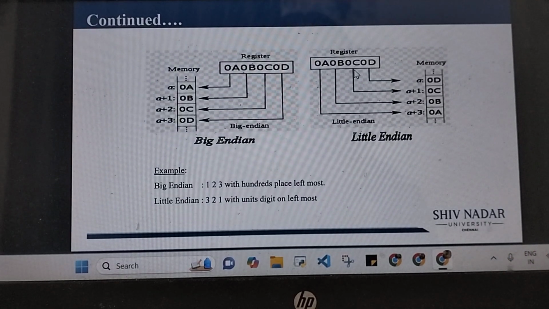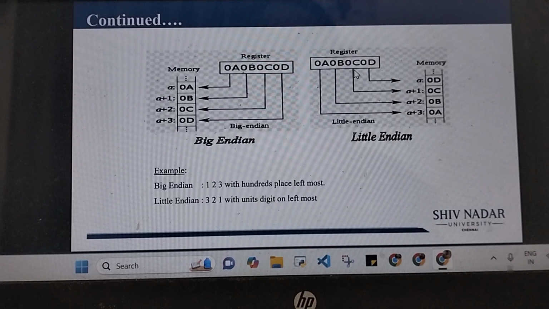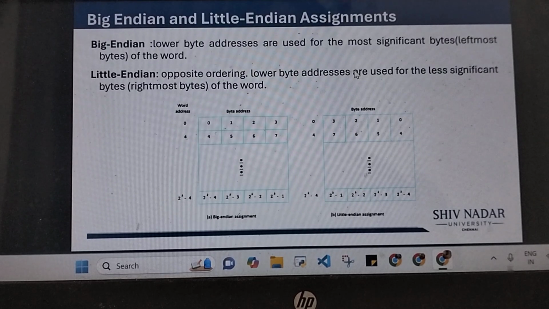So these are just 2 different ways of representing things. We do not go into which is better, which is worse and all that in this course. It's just to know that even within the given k bits, 2 power k addresses, there are different ways in which things can be represented. So that's it about Big Endian and Little Endian assignments.